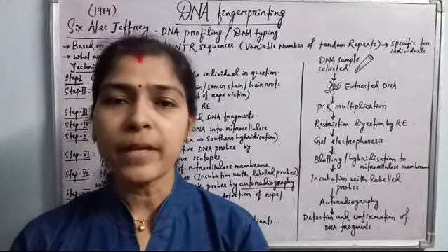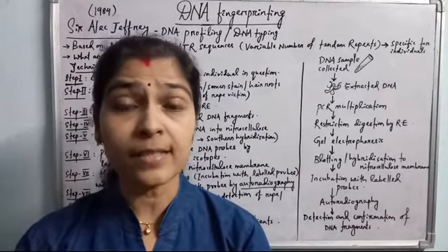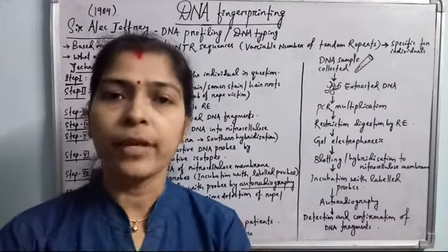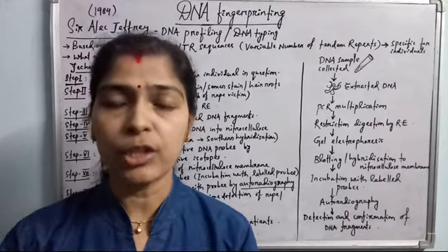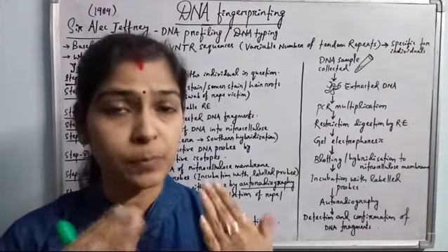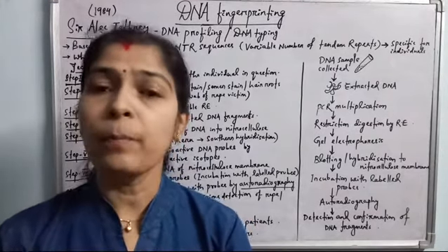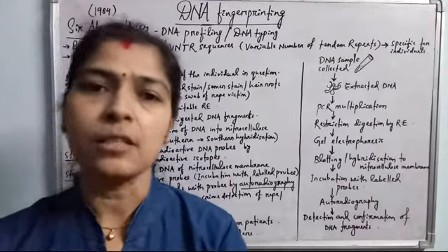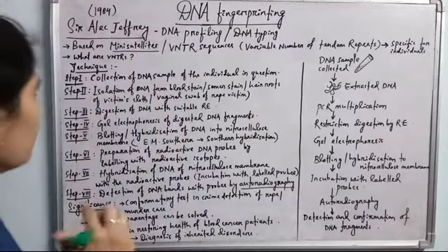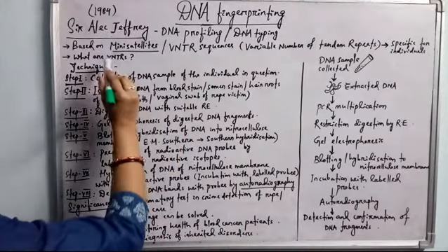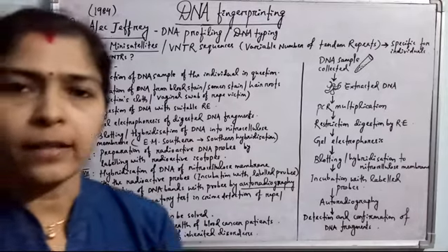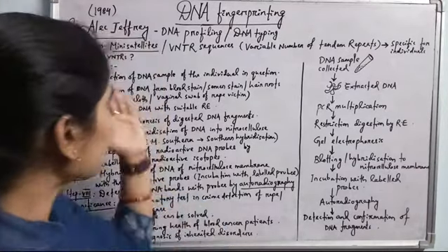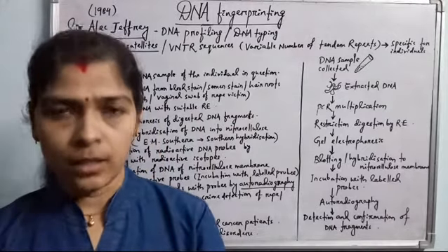Based upon these VNTR sequences, as these are very specific for individuals, the number of VNTR varies from individual to individual, and the sequence of VNTR is also specific for a particular individual. So this fingerprinting technique is based upon the VNTR sequences. So what exactly are the VNTR? These are the variable number of tandem repeats, also known as STR, short tandem repeats.